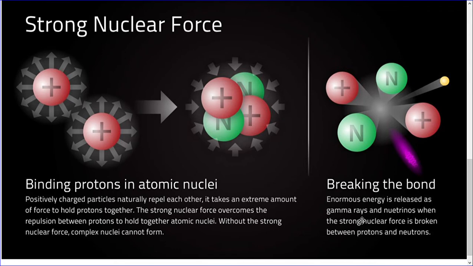So enormous energy is released as gamma rays and neutrinos when the strong nuclear force is broken between protons and neutrons. So we get a massive amount of energy because there's such a big buildup there.